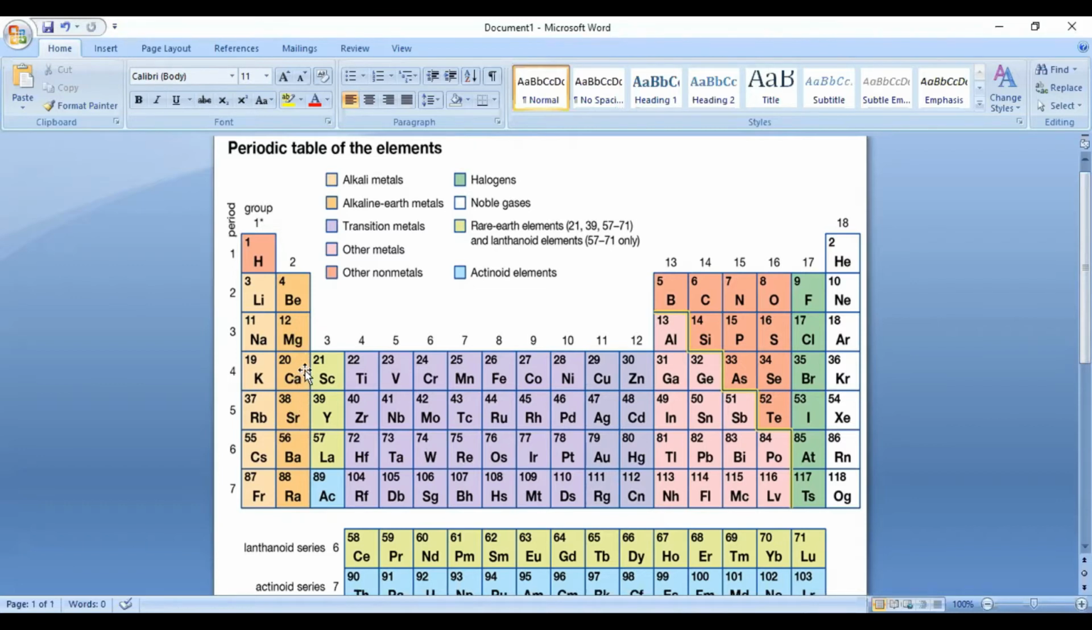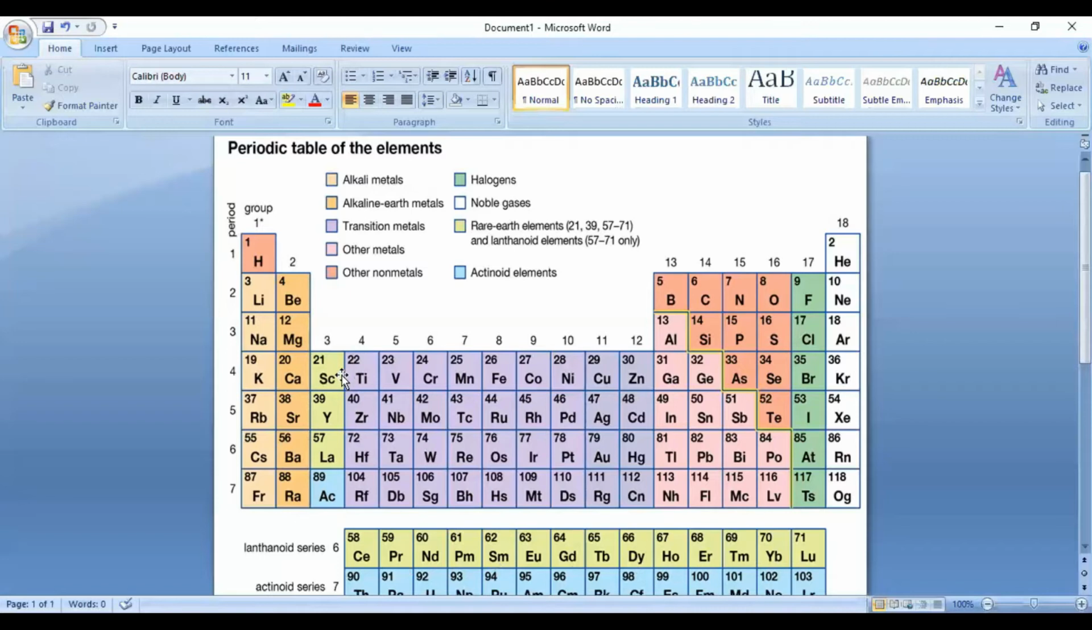So now coming to the third one. The third group is called the rare earth elements. These are the elements which are found rarely on Earth. This group includes scandium, yttrium, lanthanides, and actinoids. Lanthanides are right over here, and actinoids are right over here. So the third group includes scandium, yttrium, lanthanum, and actinium. Or we can also say lanthanides and actinides.